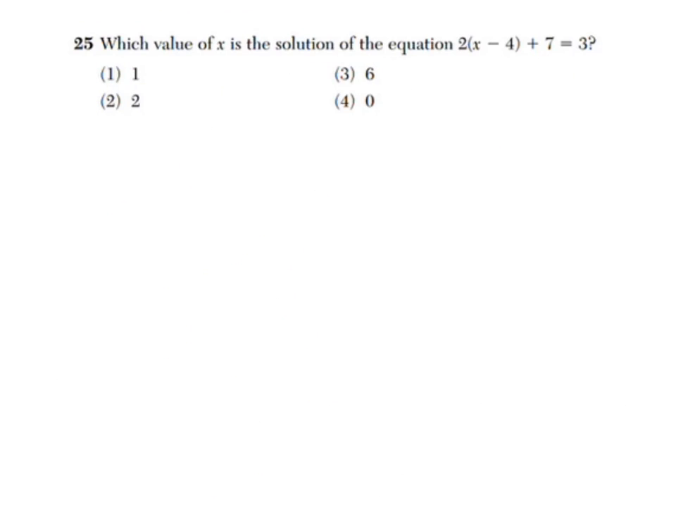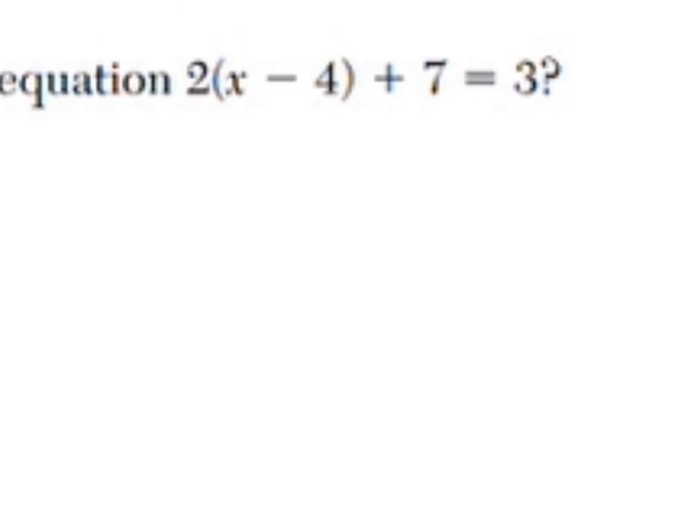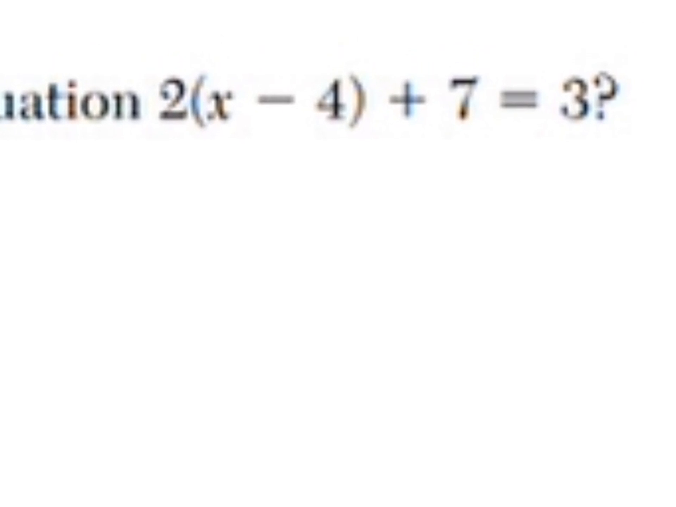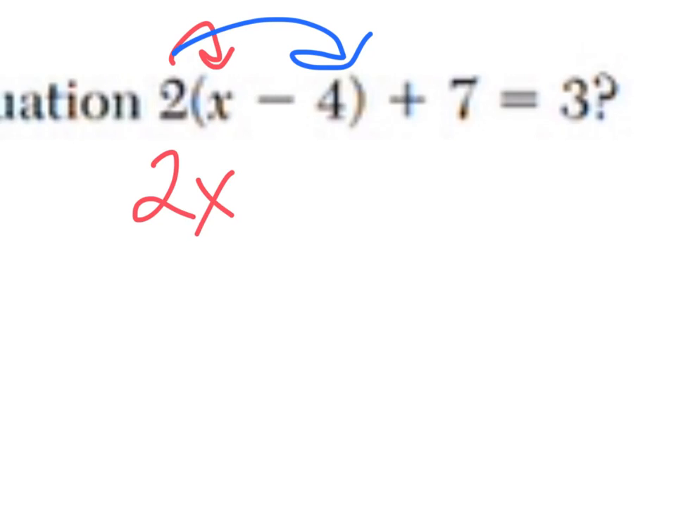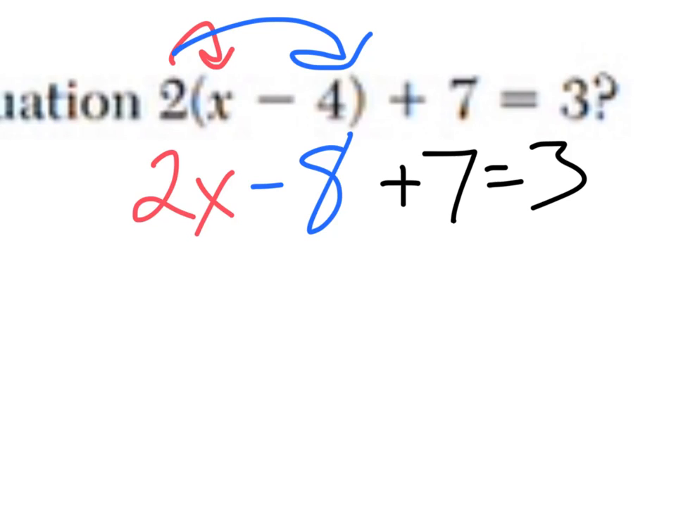Let's take a look at question number 25. It says, which value of x is the solution to the equation? And then here you've got it right here. We would need to figure out what x is equal to. So the first thing that we're going to do is distribute, because we see the parentheses, and so this is going to be 2x, 2 times x is 2x, and then 2 times negative 4 is going to give us negative 8, plus 7 equals 3, and so now we can combine like terms.